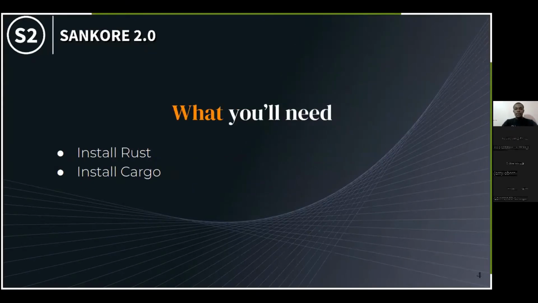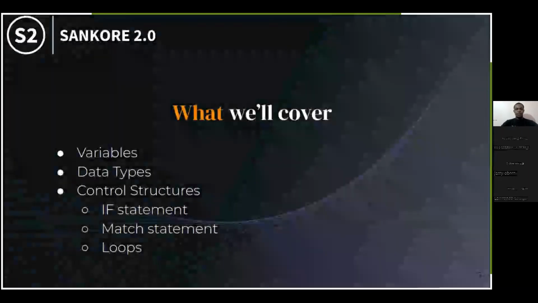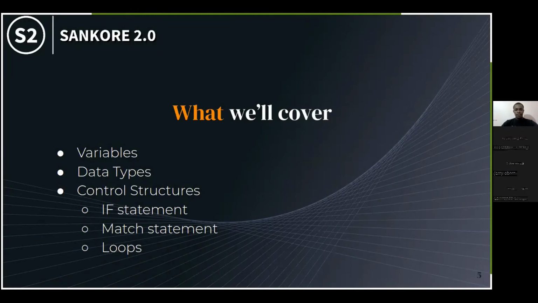Now, what you're going to need for this particular session is going to be Rust, of course, installed in your machine. And while doing that, you're going to have Cargo and other libraries like rustc and rustup installed within your machine. So those are the main tools you're going to need for this particular session. And what you're going to cover basically today is going to be variables. So you're going to talk about how to declare variables in Rust, data types, and control structures. So in this case, the if statement, the match statement, or the loop statement.